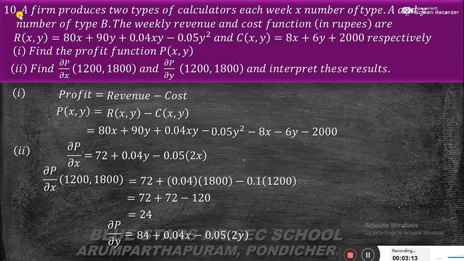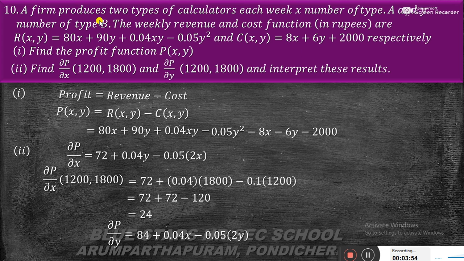Now we discuss the 10th problem. A firm produces two types of calculators, each week x number of type A and y number of type B. The weekly revenue and cost functions in rupees are r of x y equals 80x plus 90y plus 0.04xy minus 0.05y square, and c of x y equals 8x plus 6y plus 2000 respectively. Find the profit function p of x comma y. Find dou p by dou x at 1200, 1800, and dou p by dou y at 1200, 1800, and interpret this result.